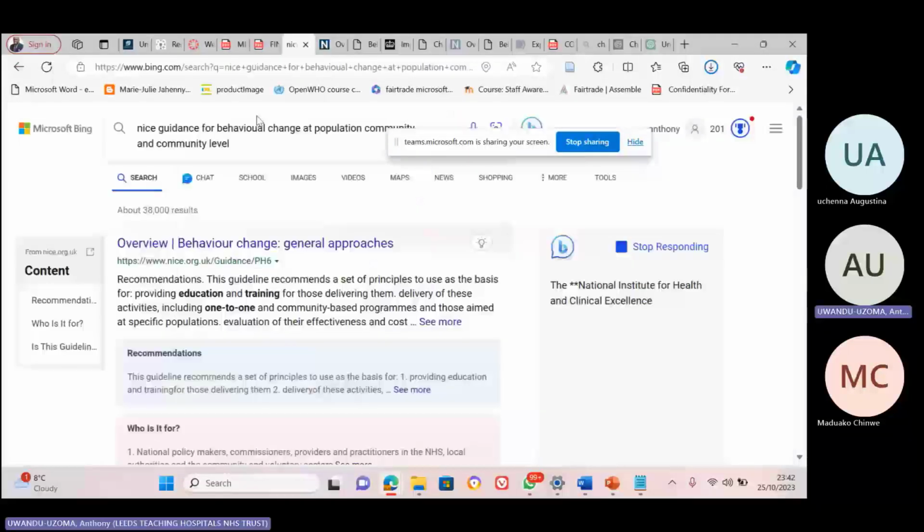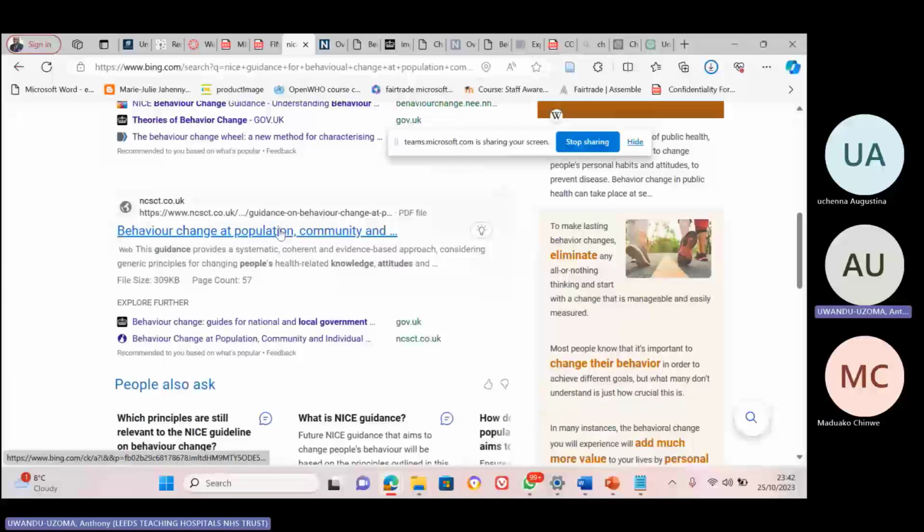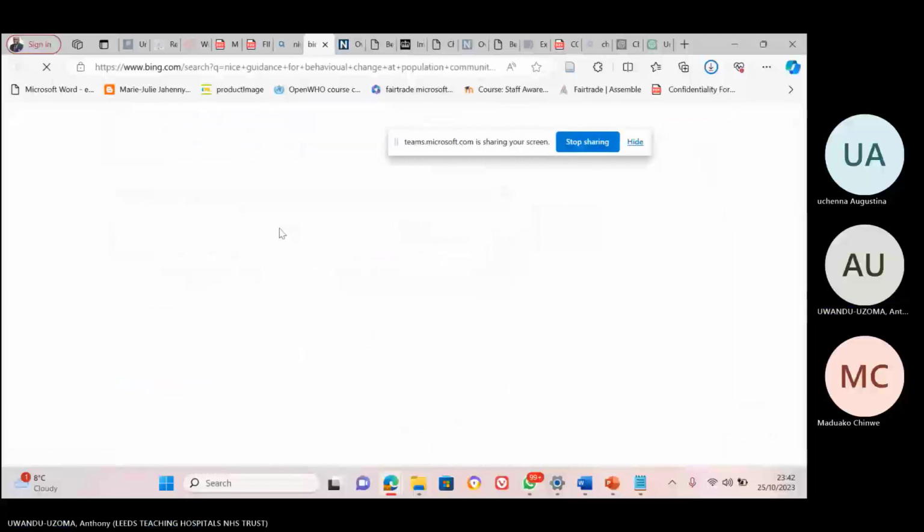So, okay, I've seen it. Behavior change at population, community, and individual level. Okay. So that's it. It's trying to open. So that is how I read though. It's research. You can see that it looks like I'm doing research now. Is that not? So if you don't do it, you're not gonna get anything from your lecture.